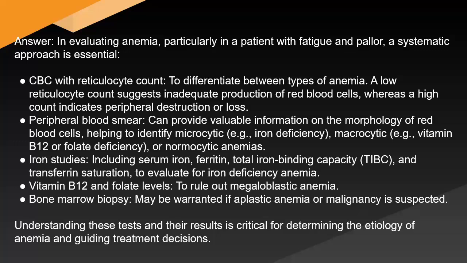Peripheral blood smear can provide valuable information on the morphology of red blood cells, helping to identify microcytic, e.g. iron deficiency, macrocytic, e.g. vitamin B12 or folate deficiency, or normocytic anemias. Iron studies, including serum iron, ferritin, total iron binding capacity (TIBC), and transferrin saturation to evaluate for iron deficiency anemia. Vitamin B12 and folate levels to rule out megaloblastic anemia. Bone marrow biopsy may be warranted if aplastic anemia or malignancy is suspected. Understanding these tests and their results is critical for determining the etiology of anemia and guiding treatment decisions.